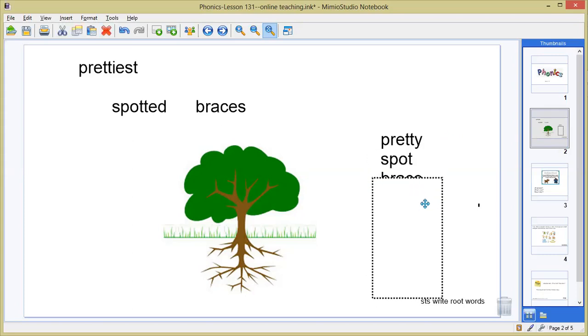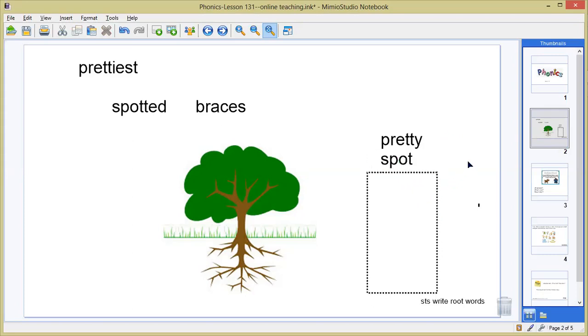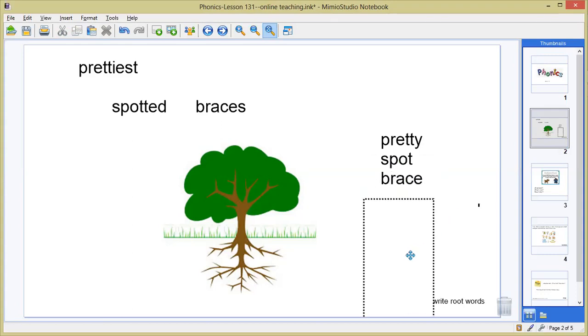All right, what about spotted? Spotted, you should have written spot, S-P-O-T. Now remember our phonics rule for this one. If our root word ends in a consonant and the vowel before it is short, we need to double the consonant before adding ed. And braces, we should have put brace. The root word ends in a silent E, so we drop the E before we add our ES.